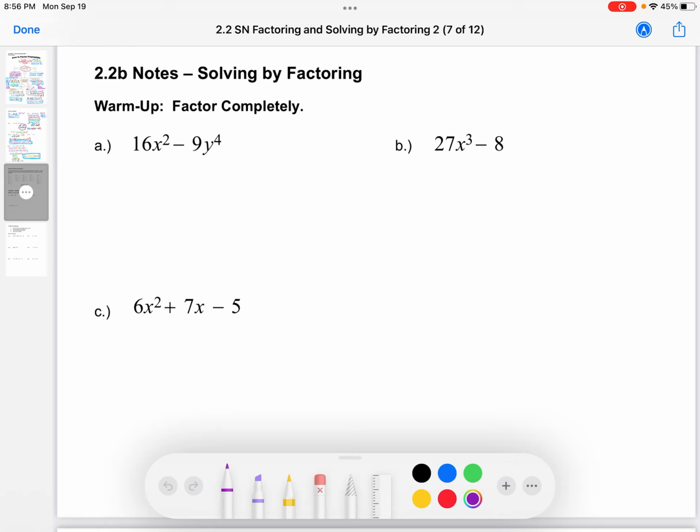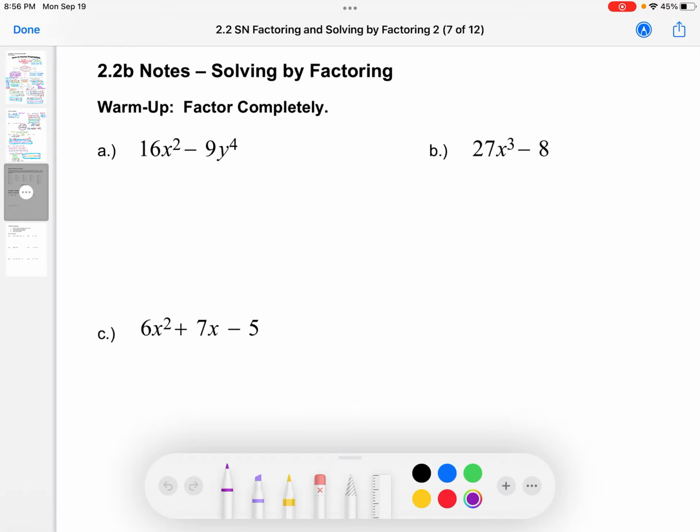Are you ready? Did you pause? Hit pause if you didn't and work those problems. Okay, now let's take a look at A.